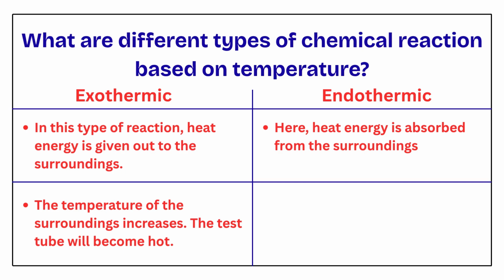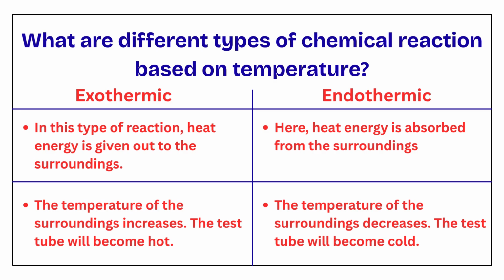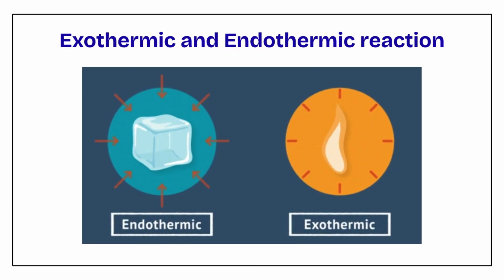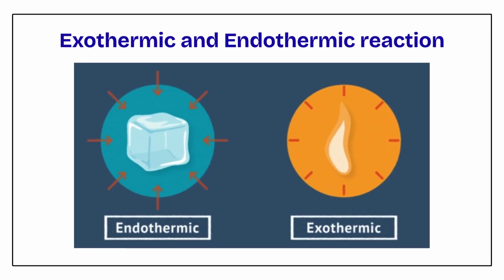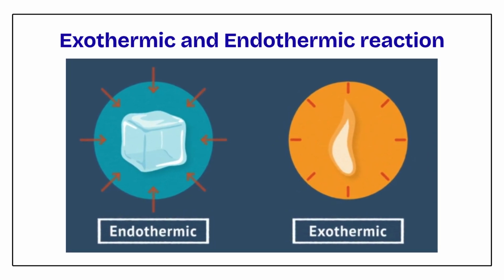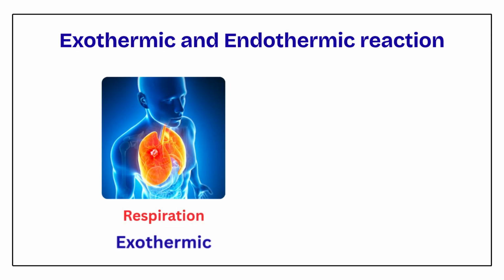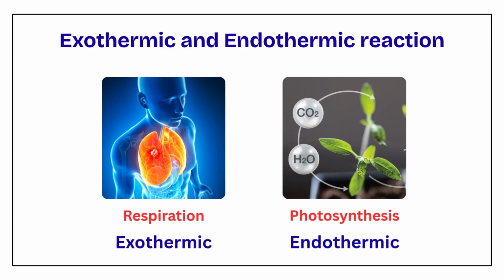This means that during the exothermic reaction, the test tube will become hot, whereas during the endothermic reaction, the temperature of the test tube will decrease and the test tube will become cool. To give an example of the exothermic and endothermic reaction, let us understand how respiration is an exothermic process and how photosynthesis is an endothermic process.